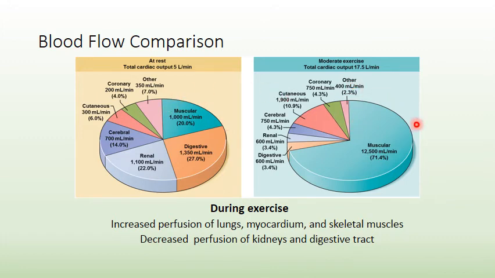For moderate exercise, more than 70% of your blood is being moved to your muscles. We see much reduction in digestive and renal. Cerebral is going to stay fairly consistent because we always have to have blood going to our brain. More to the skin, a little bit more to the heart, but again, most of it going to the muscular system.